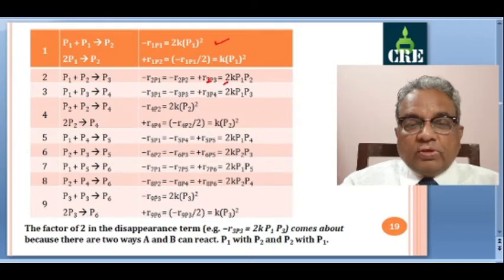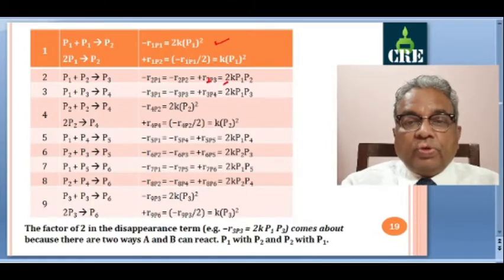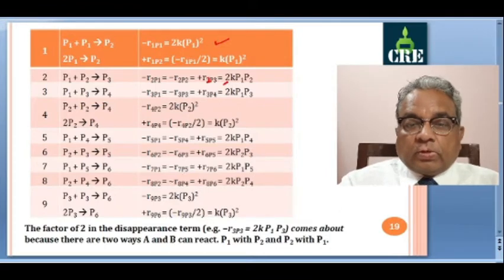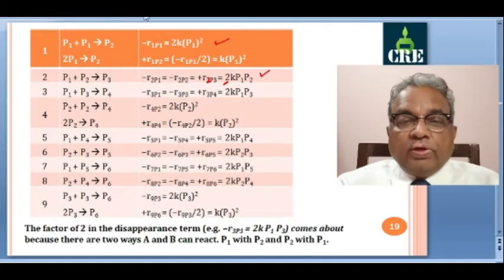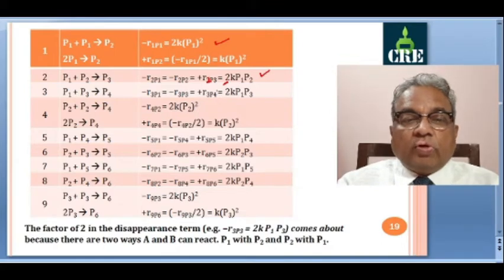So the factor of 2 in the disappearance term comes about because there are two ways in which A and B can react, P1 with P2 and P2 with P1. Okay, this we have written for this. So this is also applicable for minus R3 P3, 2K P1 P3. So here P1 can react with P3 and P3 can react with P1. So we'll have to use this term twice.